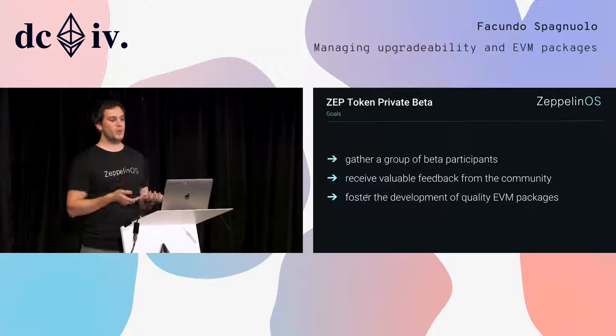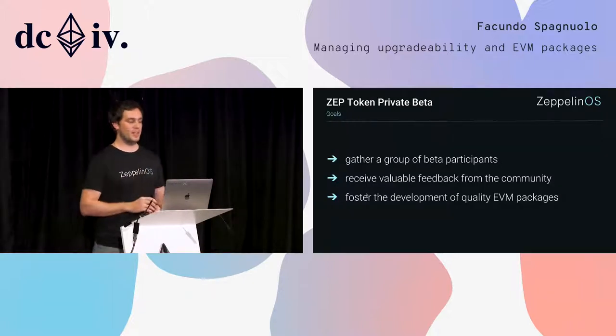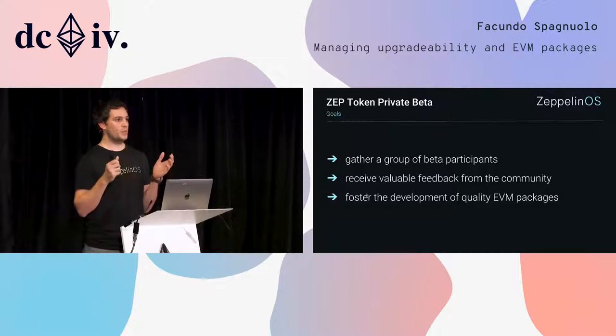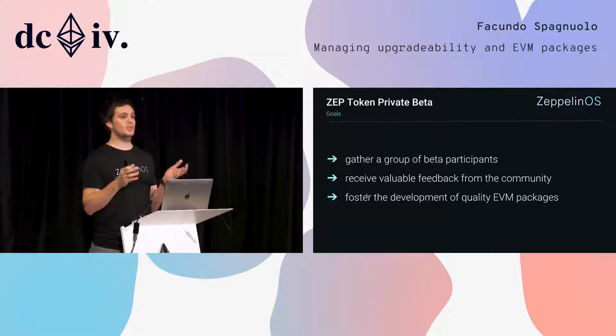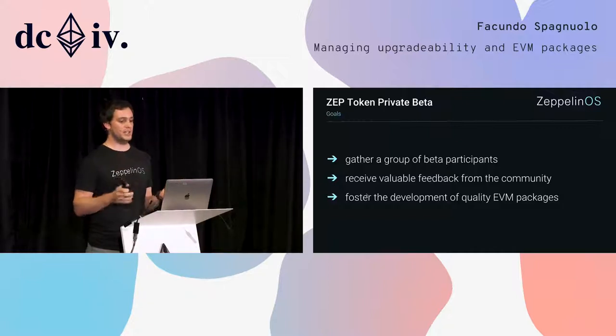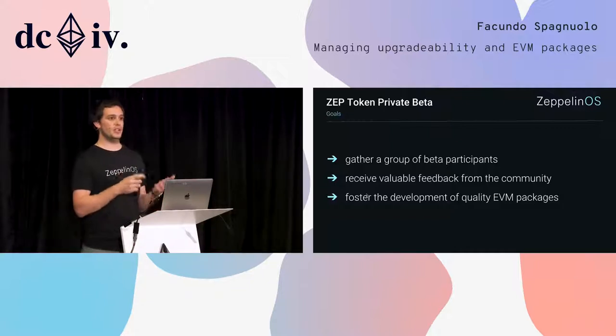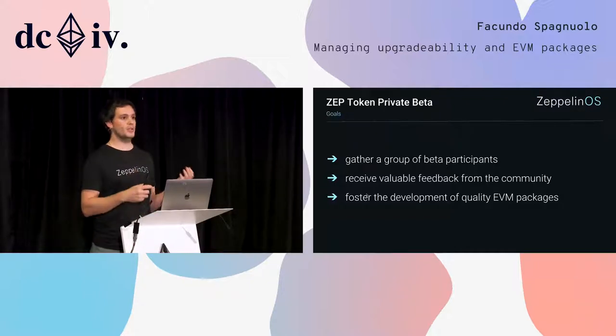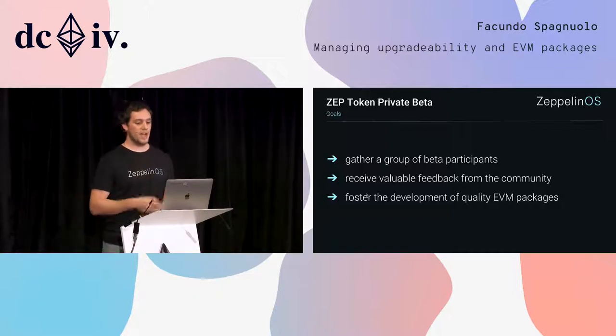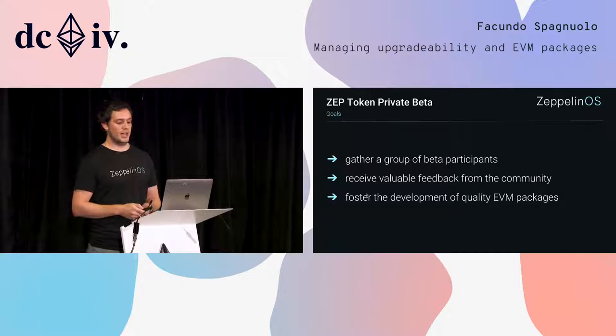So that's why we decided to start a private beta period. This is a way that we decided to gather a small group of people in order to validate all these ideas. And all the projects that I mentioned before are going to receive some ZEP tokens in order to start testing the vouching system, and you can be one of them too.